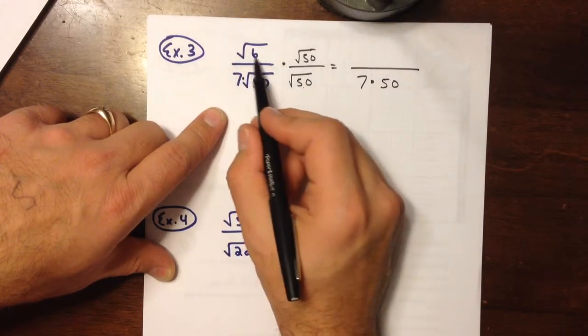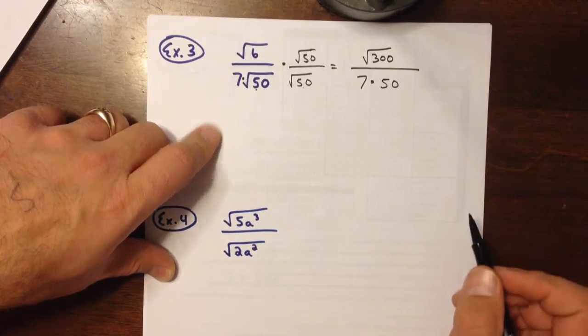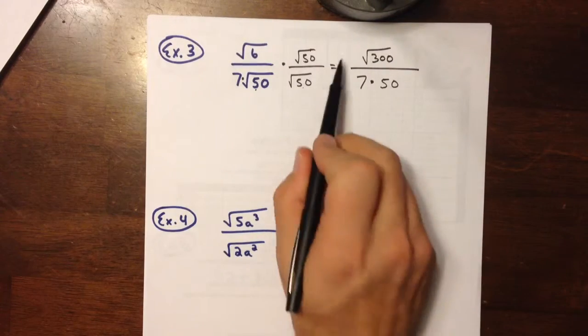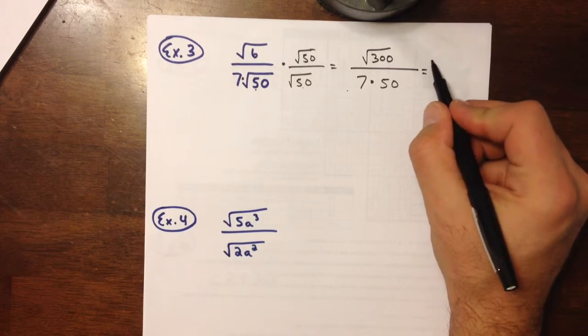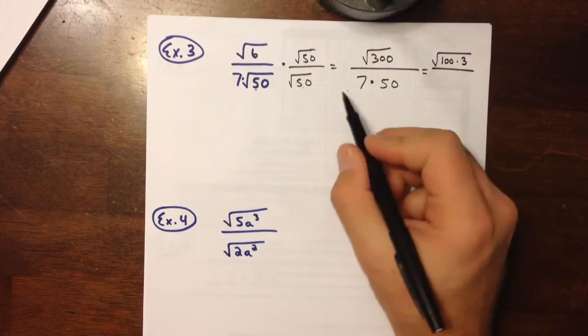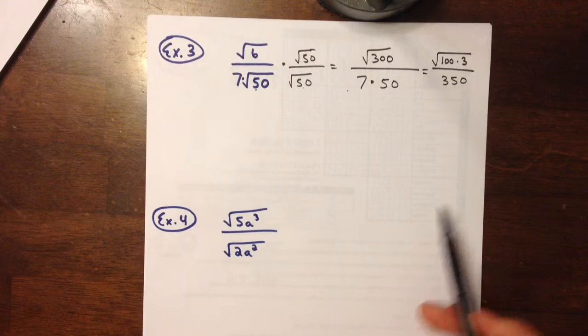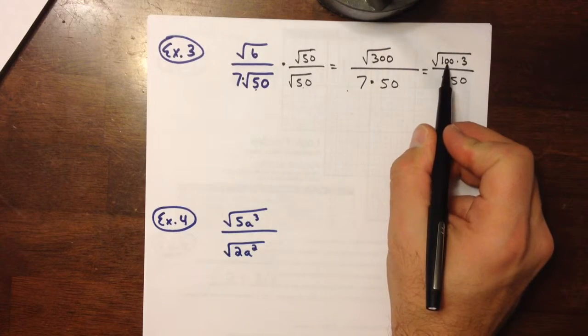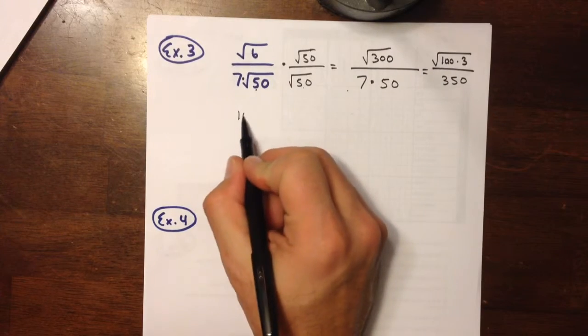And then up top I have 6 times 50, which is just 300. So I have some simplifying to do up top, and I can put those two together. So I could break the 300 into 100 times 3, and the bottom, put those together, you get 350. So radical 100, or square root of 100, is 10, so that's going to come out front.